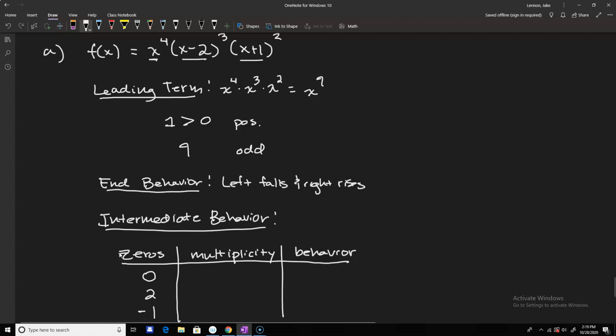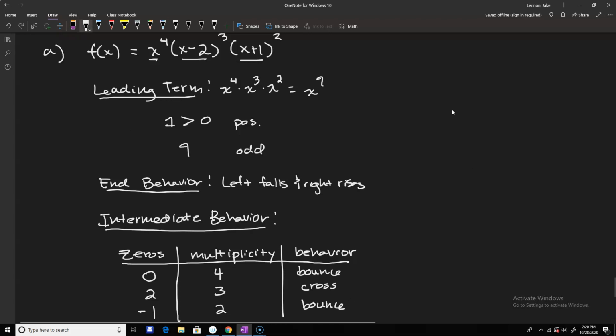Now, the multiplicity is just the exponent you see next to each factor. So next to the x, we have a 4. Next to the x minus 2, we have a 3. And next to the x plus 1, we have a 2. So those are the multiplicities. All we care about for each of those multiplicities is, are they even or are they odd? And if they're even, remember, they bounce off the x-axis. If they're odd, they cross. So, what is the behavior? Well, 4 is even, so it bounces. 3 is odd, so it crosses. And 2 is even, so it bounces. So we get bounce, cross, and bounce.